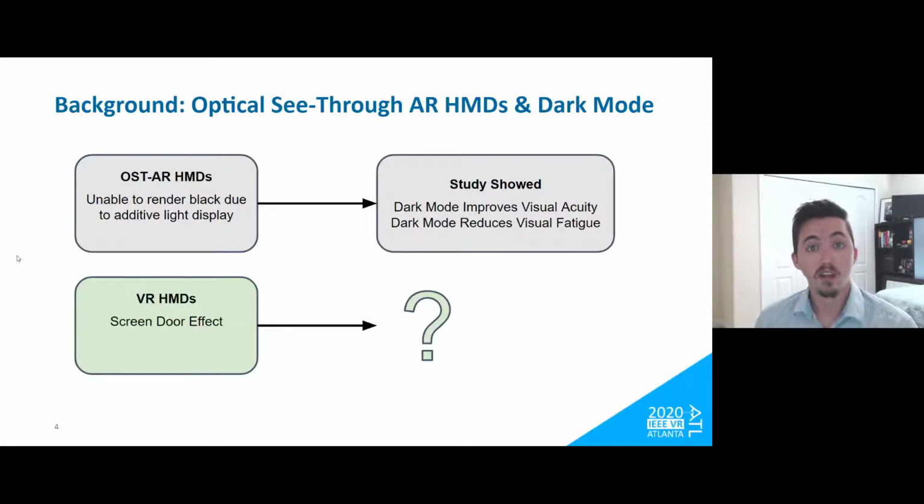We actually ran one study on this already, investigating optical see-through AR HMDs. For that we used the Microsoft HoloLens, and they have this other unique problem that since it is an additive light display, they can't render black text, just black at all. It just shows up as transparent. So when we ran a study comparing dark mode and light mode interfaces, we saw that dark mode both improved our users' visual acuity significantly, and it significantly reduced the amount of visual fatigue compared to light mode interfaces. So for this, we wanted to measure these same things on VR HMDs to see if we still had similar benefits there.